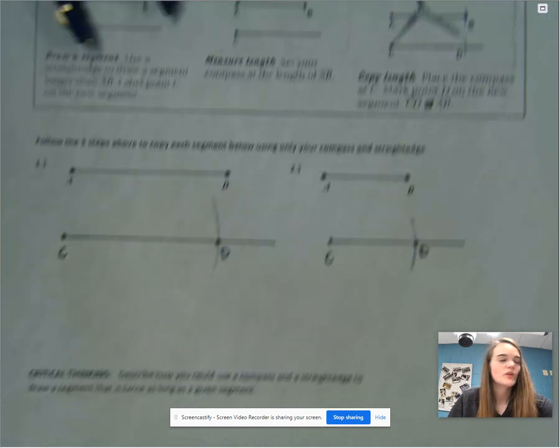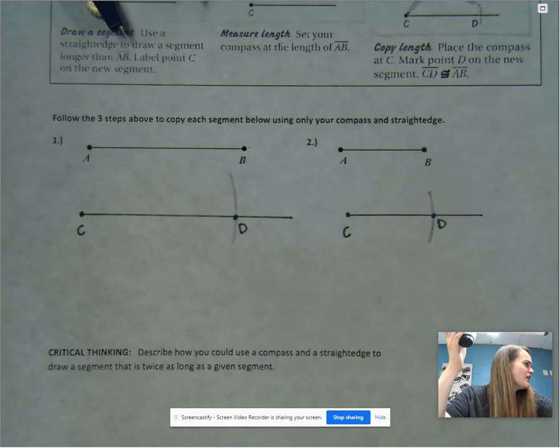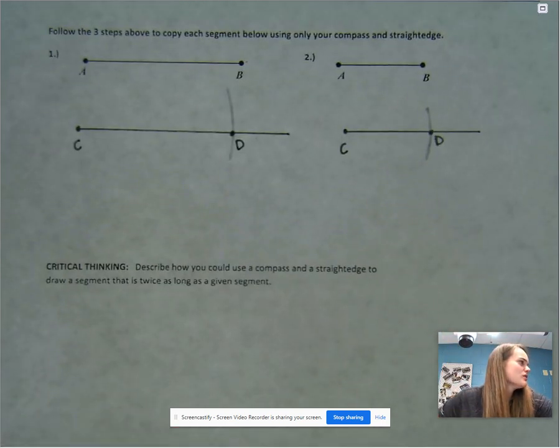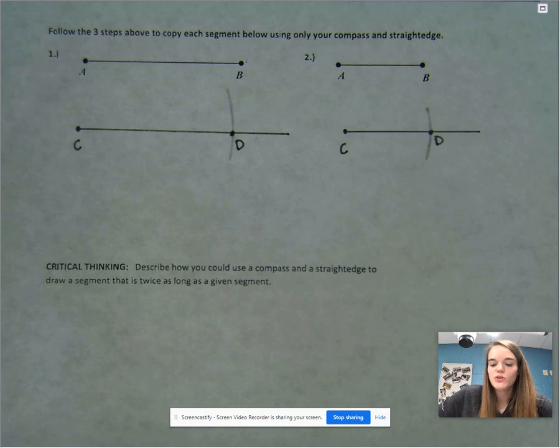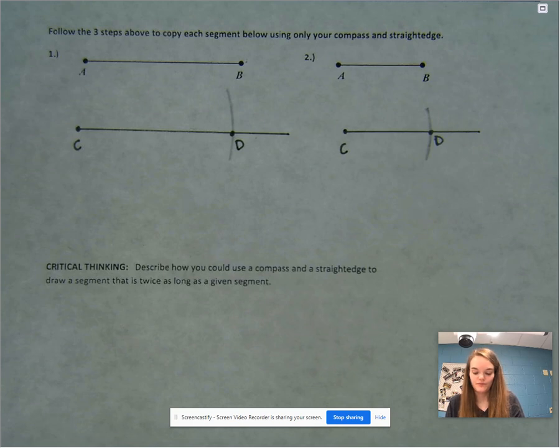Great. Critical thinking. I want you guys to take a minute to try to answer this question. Describe how you could use a compass and a straight edge to draw a segment that is twice as long as a given segment. Again, if you're in class, I would give you time to think about it. So if you're at home, pause the video, think about it, get a statement, and then press play. Just because your statement doesn't match my statement doesn't mean that it's not right.